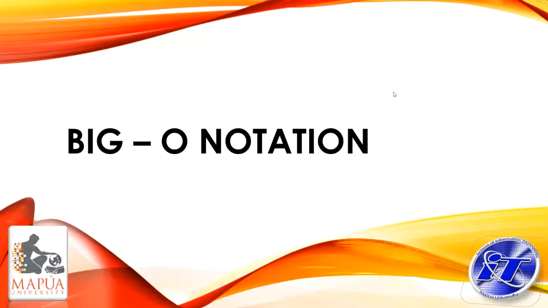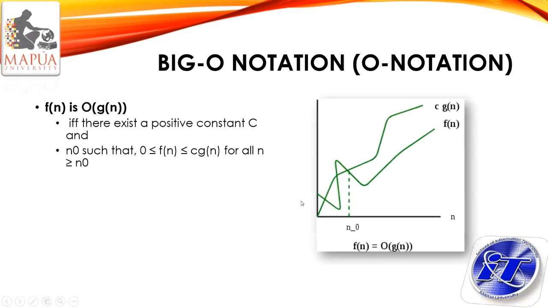Let us continue our discussion about big O notation, big theta notation, and big omega notation. Let's start with big O notation. Formal definition: function f at n is big O of g at n if and only if there exists a positive constant c and n0 such that 0 is less than or equal to f at n, which is less than or equal to c times g at n, for all n greater than n0.